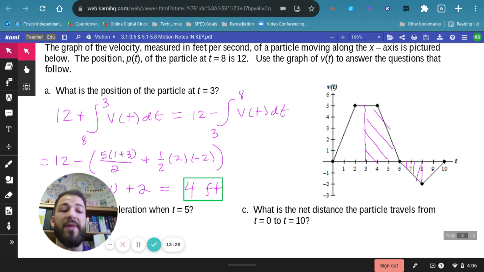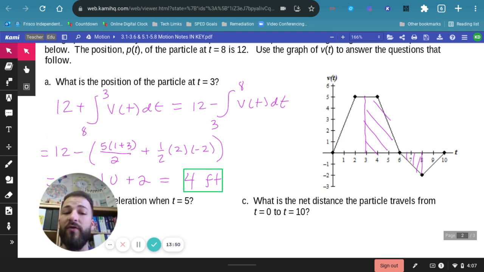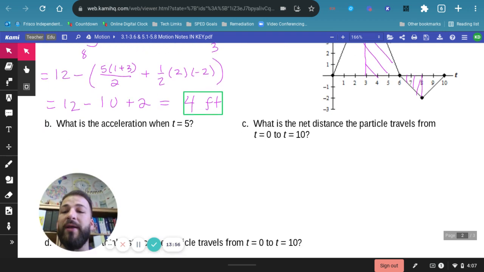So does it make sense from 3 to 8 for us to go from 4 all the way to 12, considering there's all that positive area? Absolutely. So the good thing with motion questions is your answer should make sense. So if you got something that didn't make sense, like let's say you accidentally didn't get the negative there and you added 10 and subtracted 2 and you got 20, it wouldn't make a lot of sense for us to go from 20 to 12 from 3 to 8, because our graph just doesn't represent that. So it's a good way to check your work a bit.